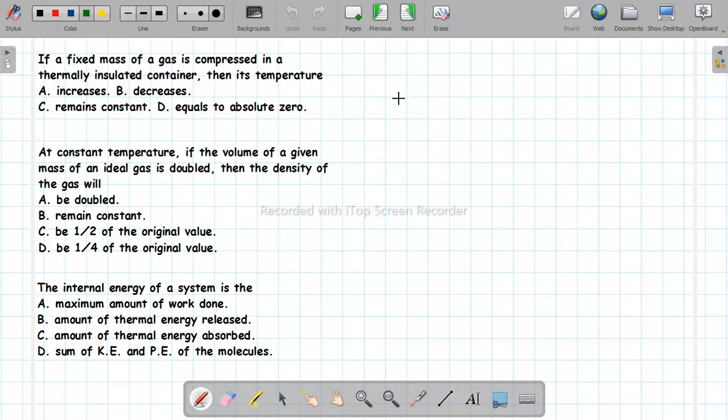If a fixed mass of gas is compressed in a thermally insulated container, then its temperature. They are saying the gas is compressed, in other words its volume is decreased, right? What would be the effect on temperature? Is there any expression which relates volume with temperature?